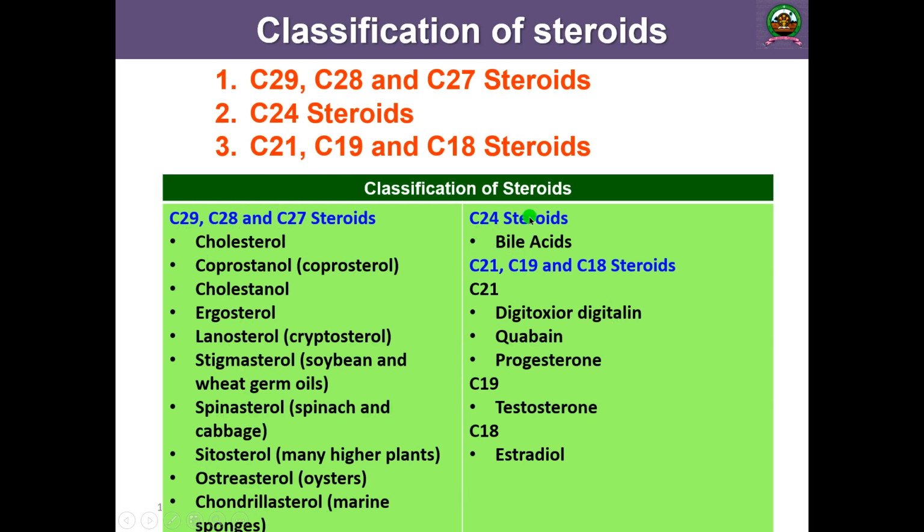Then what about C24 sterols? They are bile acids. And the 18, 19, 21 steroids: if it is a 21 steroid, digitoxin or digitalin, then progesterone, then C19, that is testosterone, and C18 is estradiol. These are the major types of commonly studied steroids.